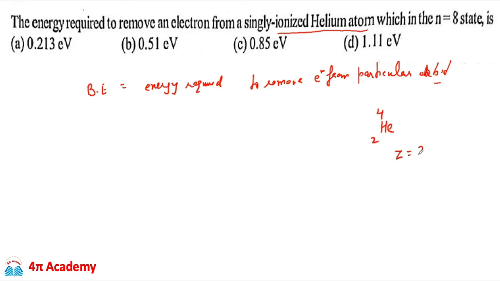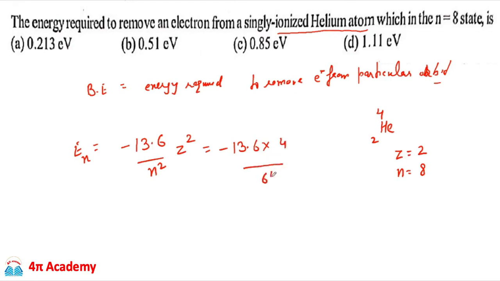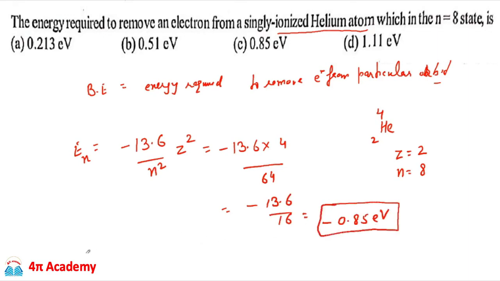So the value of Z is 2, n is equal to 8 is given, and we know the energy of electron in a particular orbit is equal to minus 13.6 Z square over n square. Here putting the value of Z and n, Z is 2, 2 square is 4, and 8 square is 64, and it comes out to be minus 13.6 over 16, that is minus 0.85 electron volt. So this will be the energy of the electron in that particular orbit.